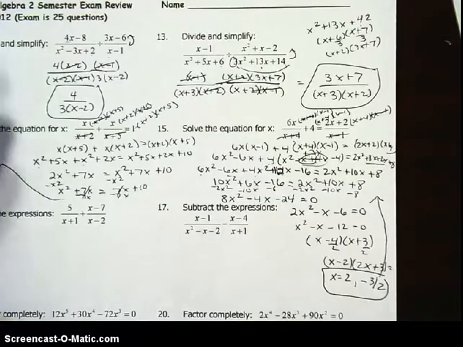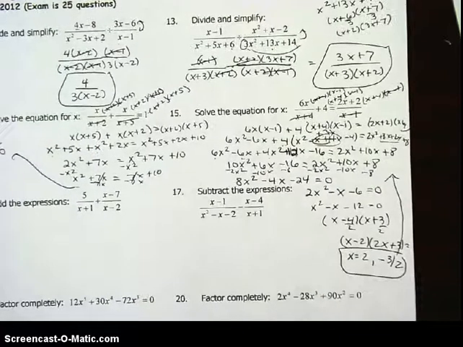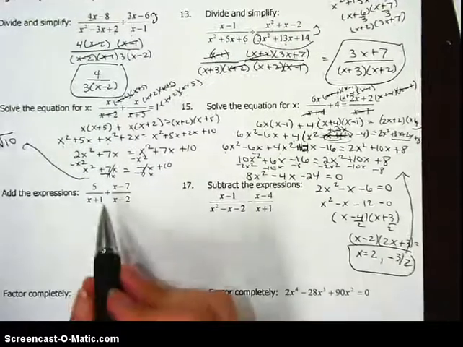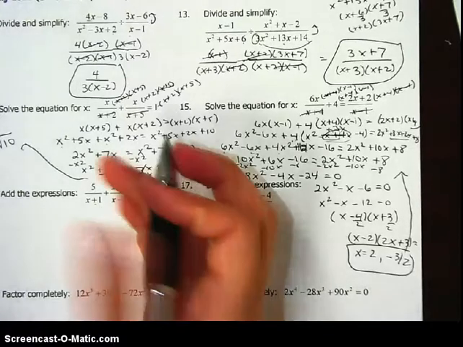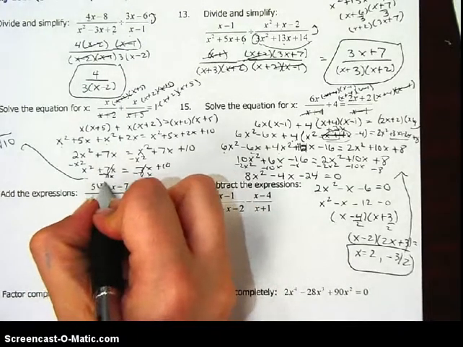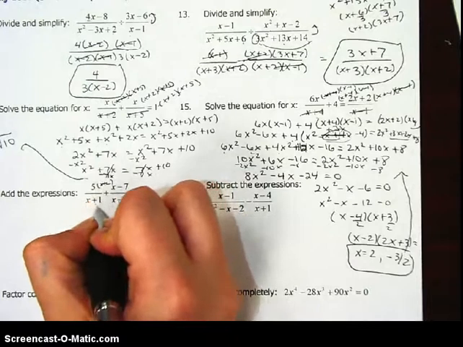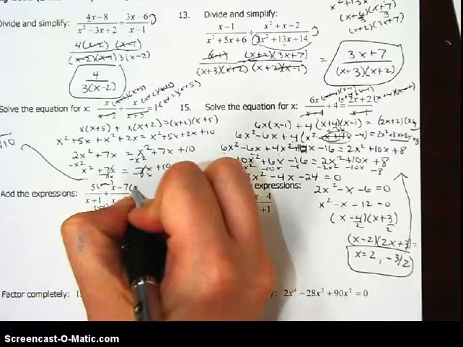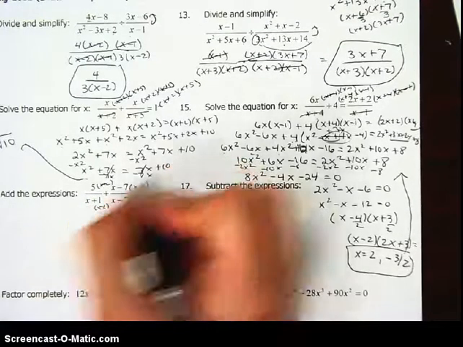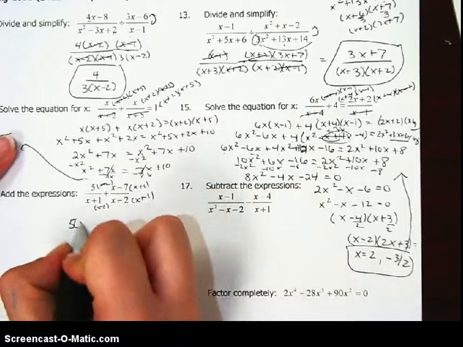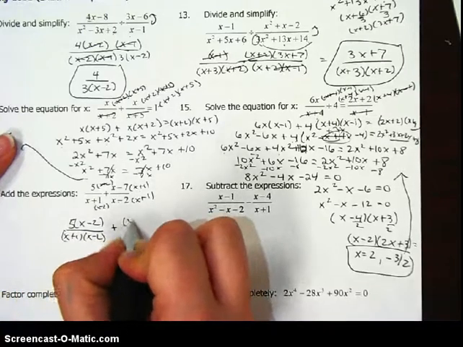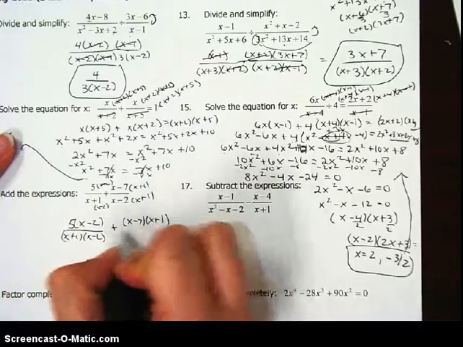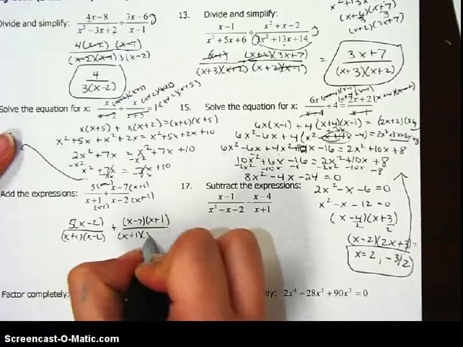Adding the expressions, we want to add and subtract them. We need to make a common denominator in order to add these. We don't have an equal sign, so we can't eliminate anything, so we're just going to add. This one needs an x minus 2, sorry, x minus 2. This one needs an x plus 1. So we'll have 5 times x minus 2 over x plus 1, x minus 2, plus x minus 7, x plus 1, over x plus 1, x minus 2.